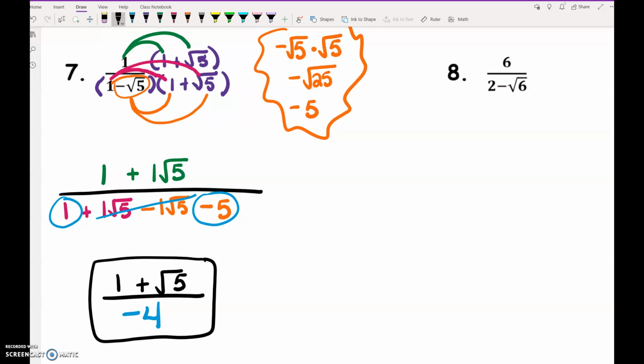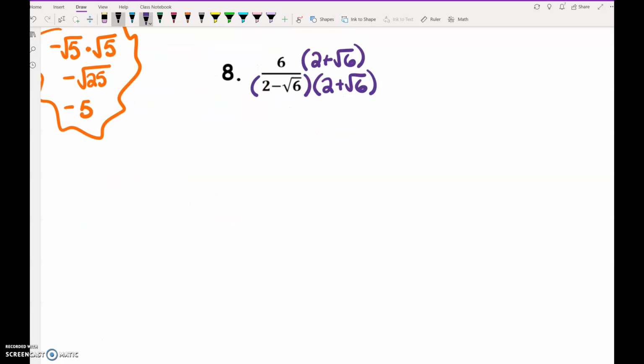All right. Do you want to try number 8 on your own? Yes. So pause the video, try number 8 on your own. First of all, I just want to check, what is the conjugate for number 8? 2 plus the square root of 6. Multiply top and the bottom by 2 plus the square root of 6. Don't do it yet.